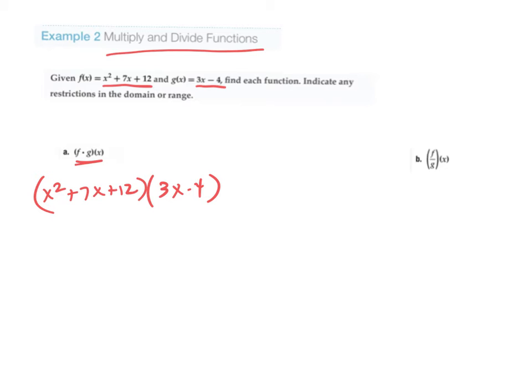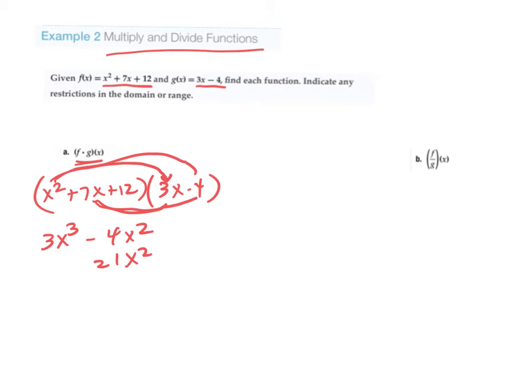So basically we're going to distribute. I'm going to multiply this first term times that, so I'm going to write 3x cubed. And I'm going to go x squared times the minus 4, which would be a minus 4x squared. Now that I've multiplied both of those, I'm going to multiply this 7x times 3x, lining up the same letters. That's going to give me 21x squared. And then 7x times minus 4 is going to be a minus 28x.